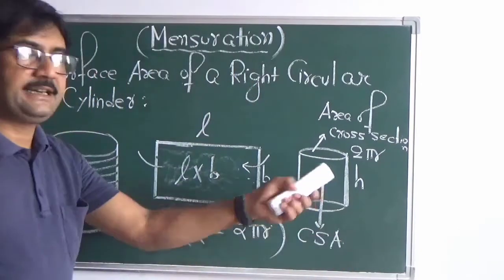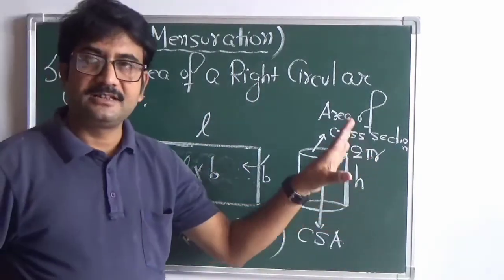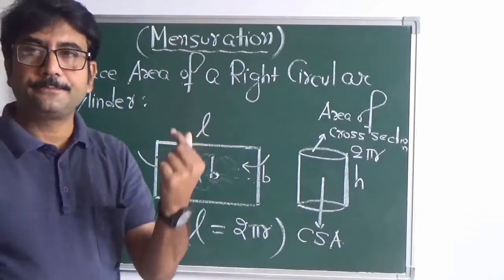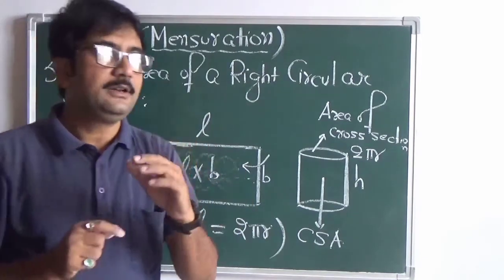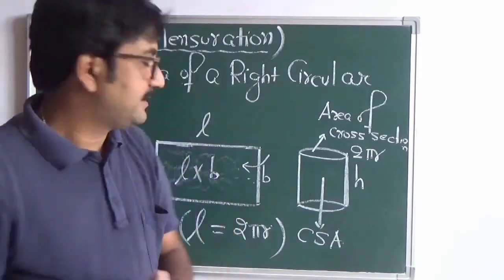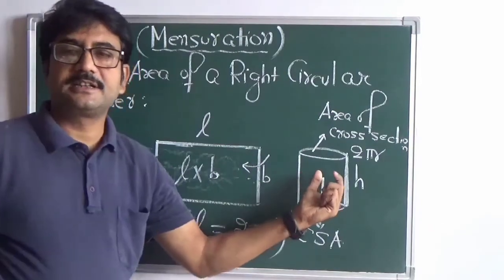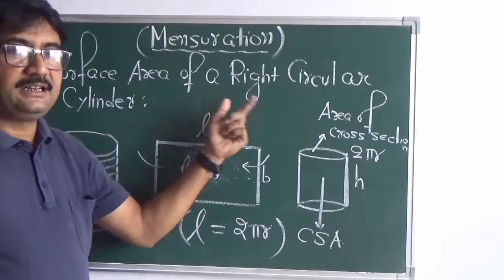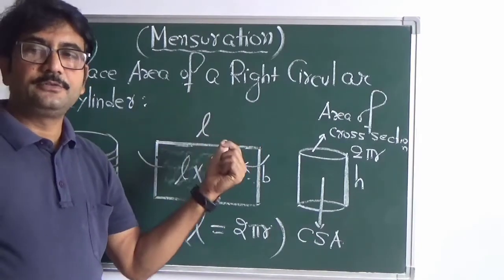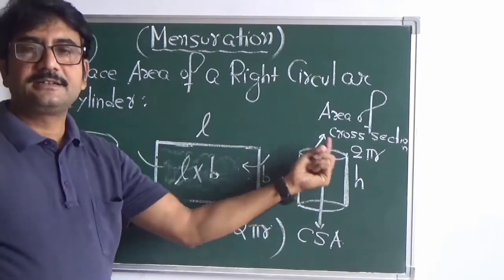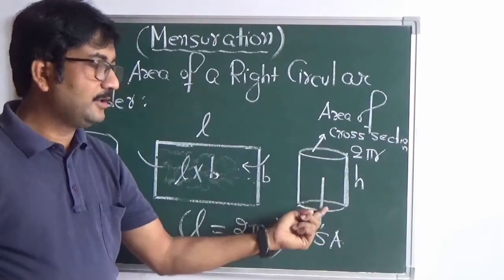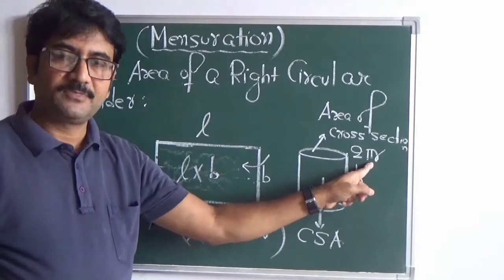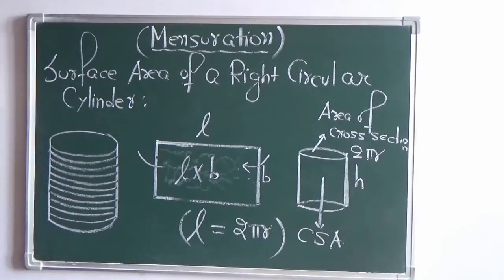So the curved surface area of this cylinder is equal to the area of the rectangular sheet, that is L into B. Are you getting it? Now the area of the sheet is equivalent to the curved surface area of the cylinder. Also, as I already told you, the length of the sheet is equal to the circumference of the cylindrical base, which is equivalent to 2 pi r. Right?